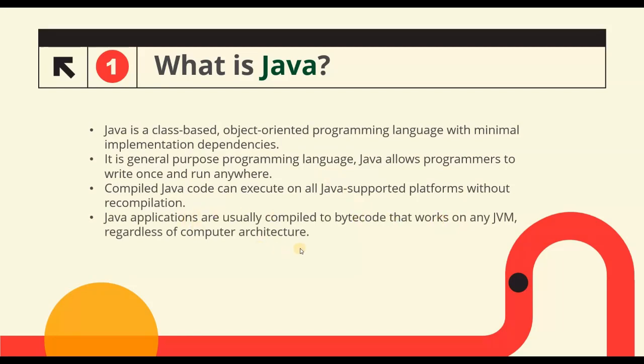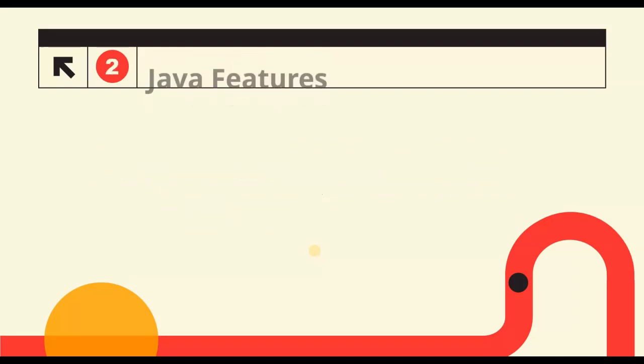The next one is that Java applications are usually compiled to bytecode, so that it works on any JVM regardless of the computer architecture. So this is the beauty of Java. We need to compile once and it will run on any platform which is supported by the JVM. Okay.